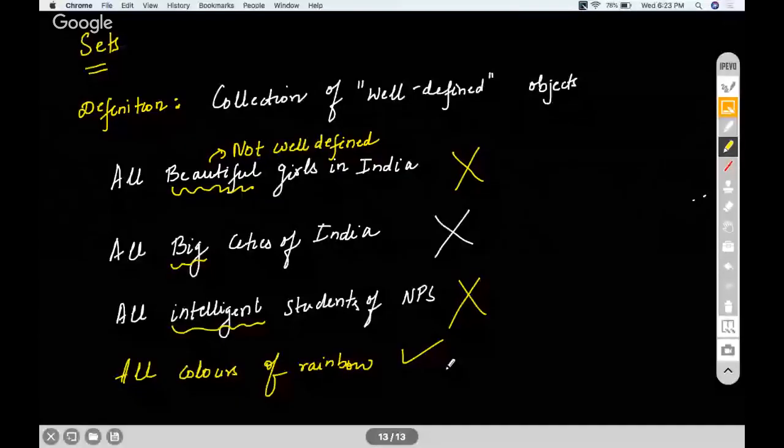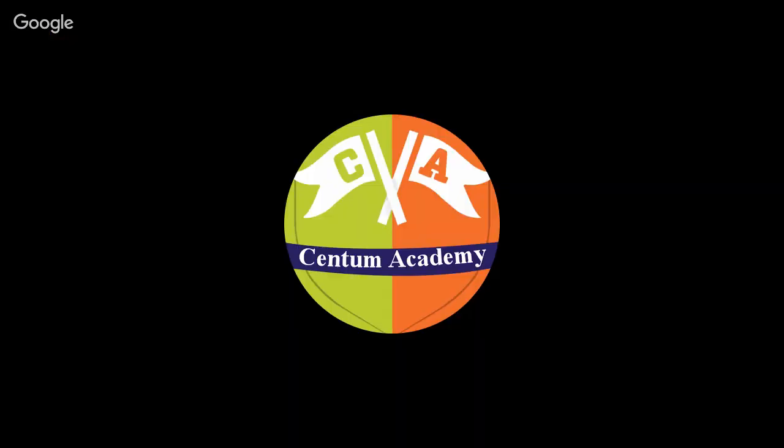Okay. Next is the representation of set. There are two representations of set.